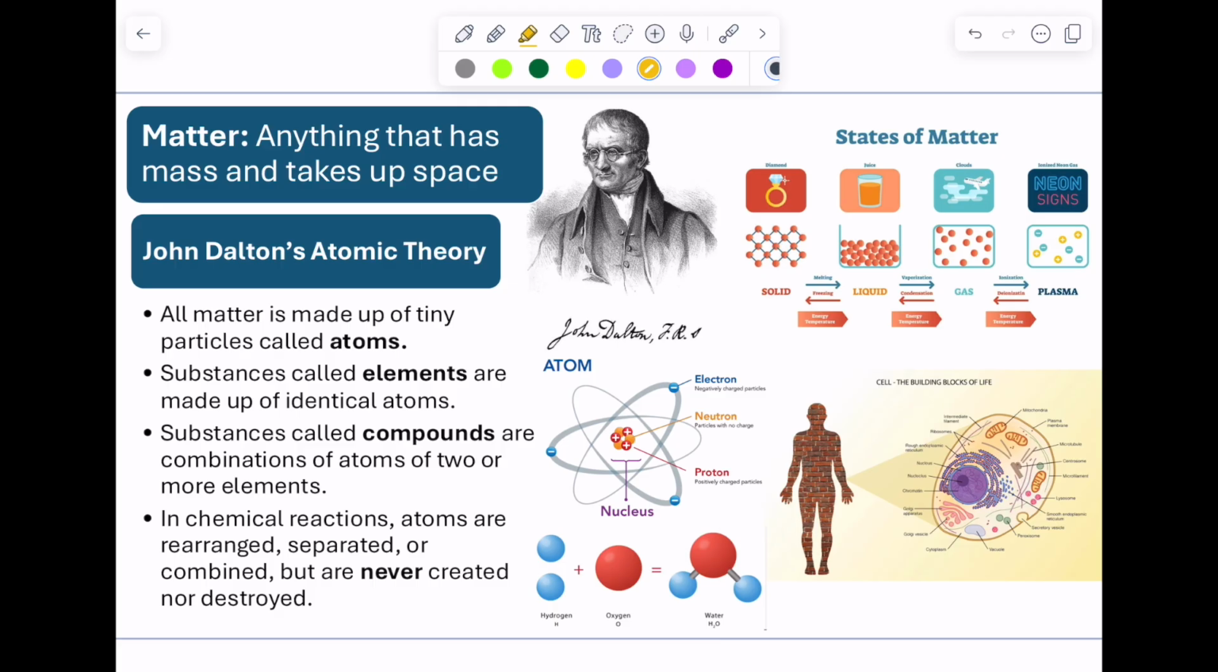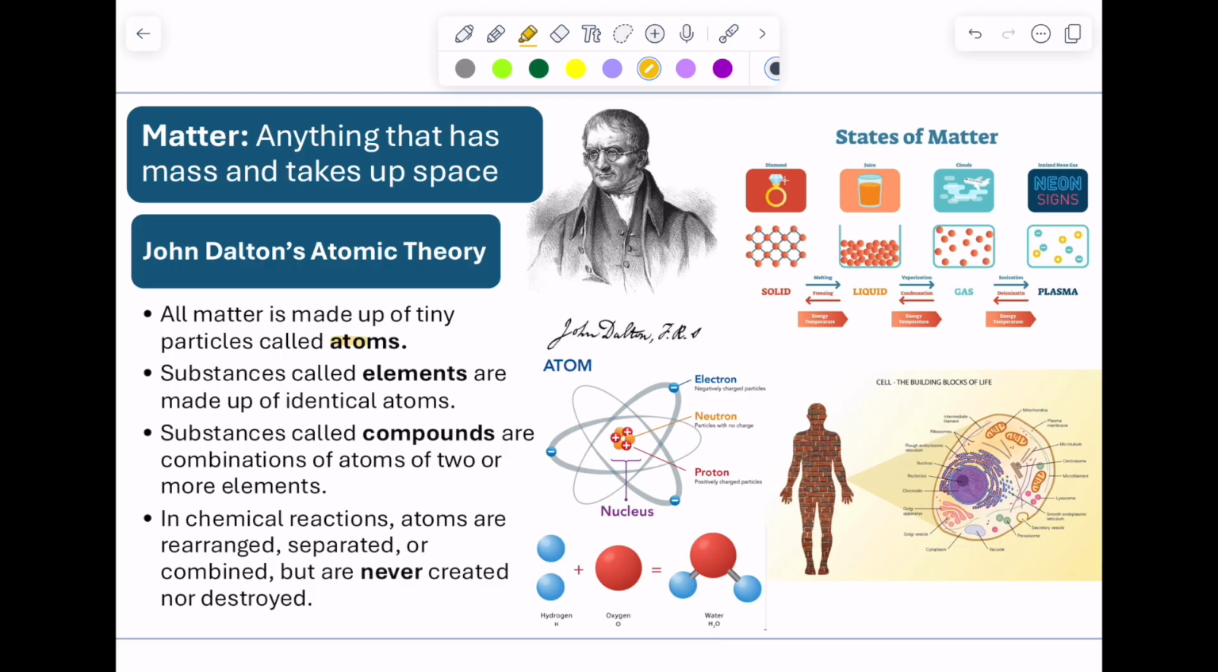Now, all matter is made up of these tiny building blocks called atoms. And since I love biology, I like comparing this to cells. Just like our cells are the basic units of all living things, atoms are the basic units of all matter. The difference, though, and this is important, is that atoms are not alive in the same way that cells are. But the comparison could maybe help you remember their role.